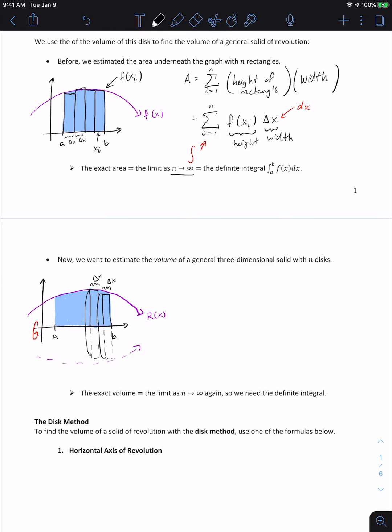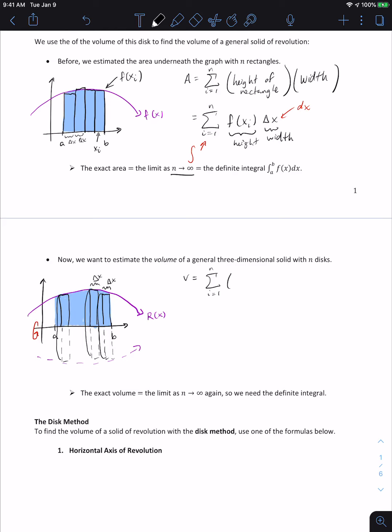Let me try that again. Let's add up the volume of a bunch of these little disks, and if we put a bunch of these little disks in there, our volume will be very close to the actual volume of the solid of revolution. So here's a bunch of these little disks here. To estimate the total volume would be adding up a bunch of the volumes of these disks.